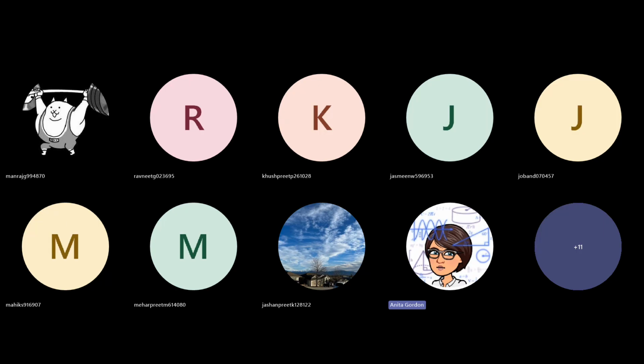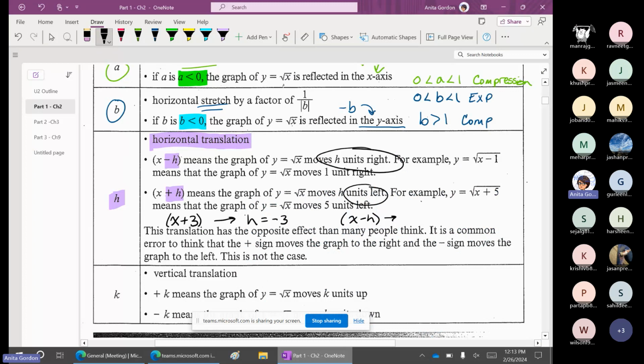Okay, so in the function, in the setup, we have x minus h. So when I put in that h is -3, what I'm saying is this, which then gives you x plus 3. So when you see the brackets, when you see the transformation in this form, and I ask you what is h, pay attention to the sign.